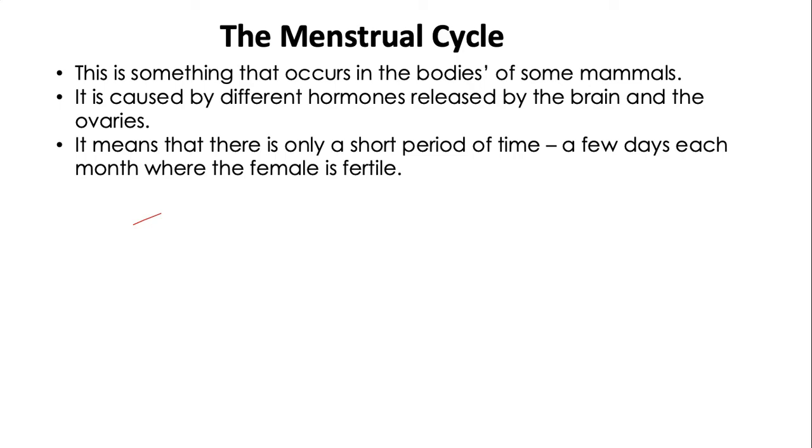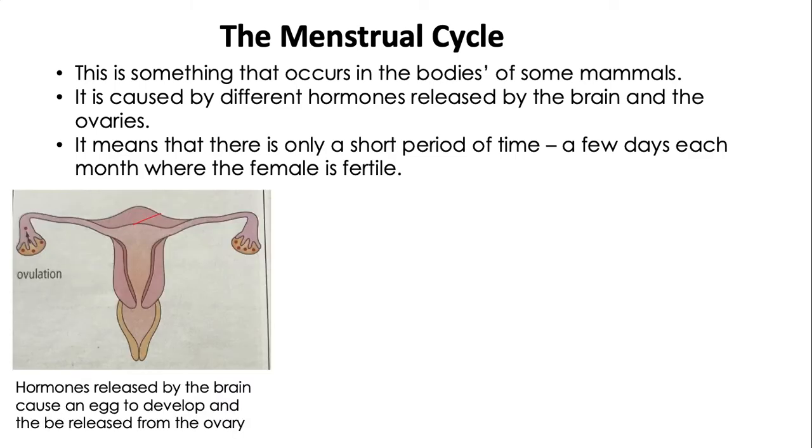So it takes place in the female's body, and it's a result of hormones being released by the brain and the ovaries. And it means that there's only a short period of time, only a few days each month, where the female is actually fertile, where they're able to have fertilization take place. So there are these different stages.